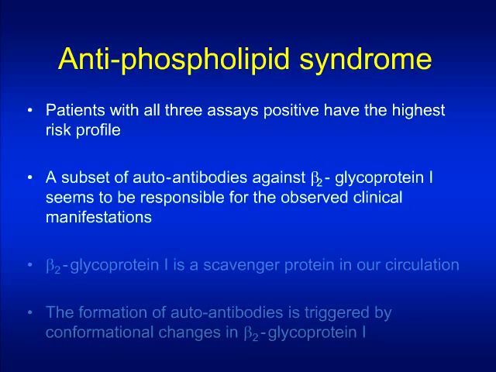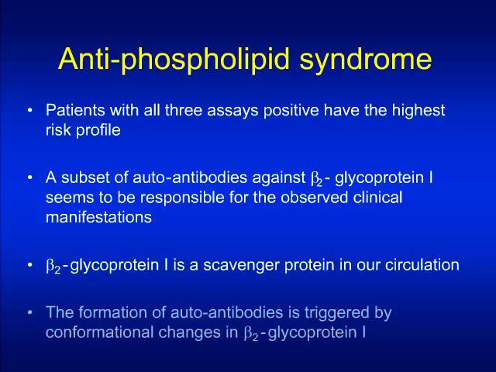And a subset of the autoantibodies against beta-2-glycoprotein 1 seems to be responsible for the observed clinical manifestations. At least it's one of the populations. It's clearly indicated that it is an important subpopulation of antibodies. Whether it's the only one, I don't know. I think that beta-2-glycoprotein 1 acts as a scavenger protein in our circulation and that it can have different conformations. This induction of conformation is a trigger for the development of autoantibodies. Thank you very much.